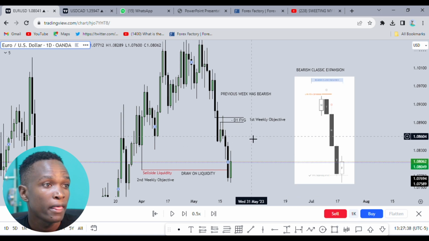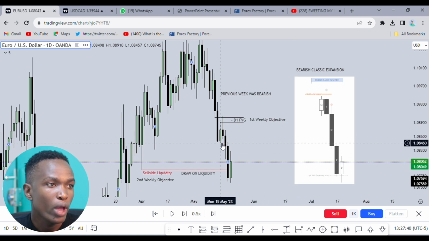Remember, a week must give us two objectives. Even if you are trading news, even if you are trading major week news events, you first look at those objectives. Have they been fulfilled? If they have not yet been fulfilled, just know the news must fulfill the weekly objectives. This is it. We had this Monday.